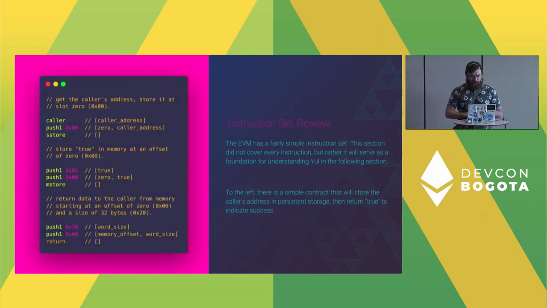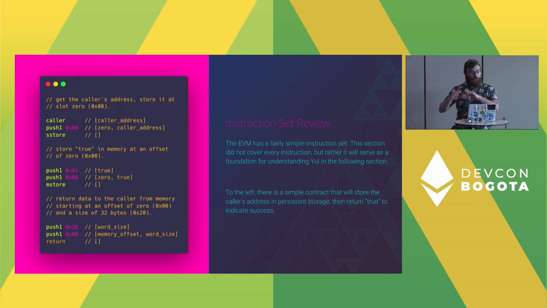So as a quick review, again, the EVM has a fairly simple instruction set. Most of what we've gone through is the bulk of what's actually going on under the hood. Of course, this section didn't cover every instruction, but it serves as a foundational understanding for you in the following sections. And so to the left, there's a simple contract that will store the caller's address in persistent storage and then return true to indicate success, right? So stepping through this, we have CALLER, we're pushing slot 0, we're calling SSTORE, so that's going to store the caller address in storage.